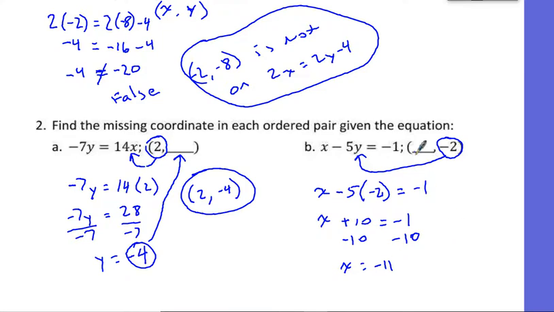So the point asked for, negative 11, negative 2. That is the complete coordinate for the point on the line defined by x minus 5y equals negative 1 when the y value was negative 2.